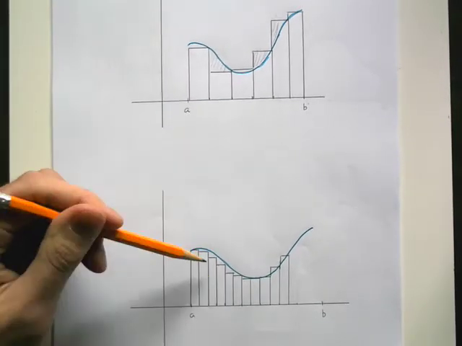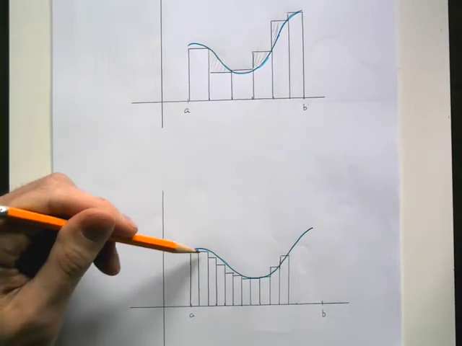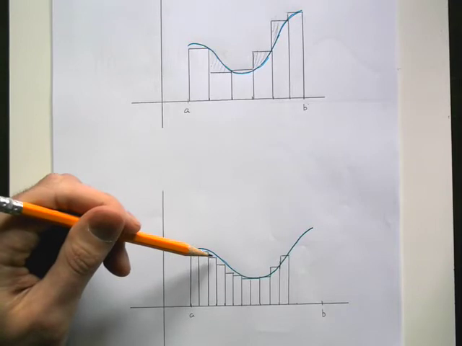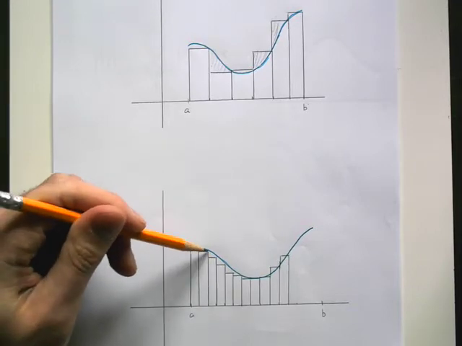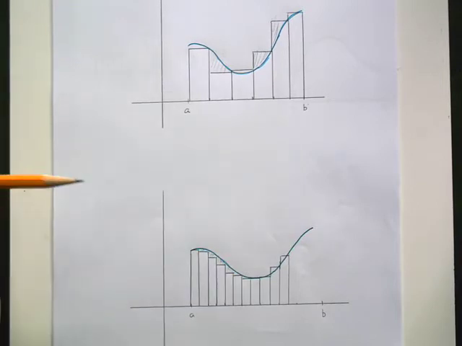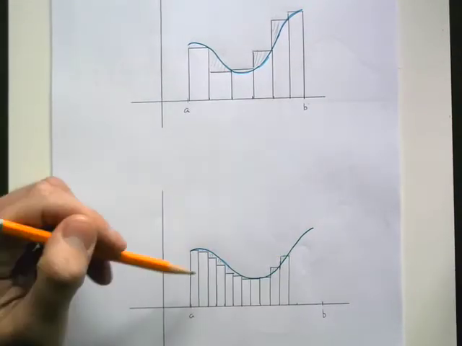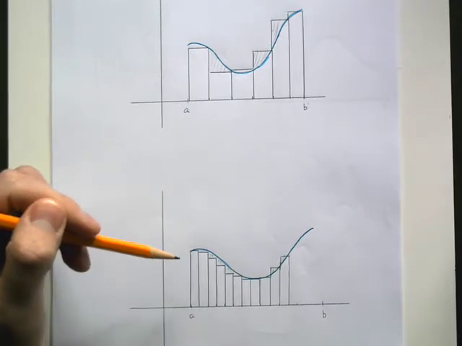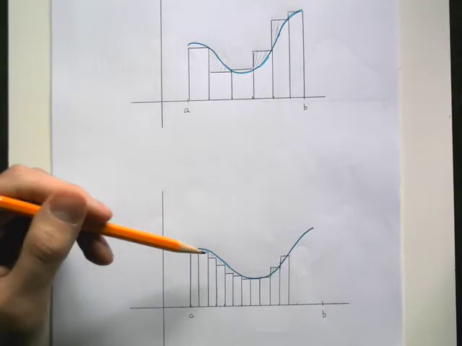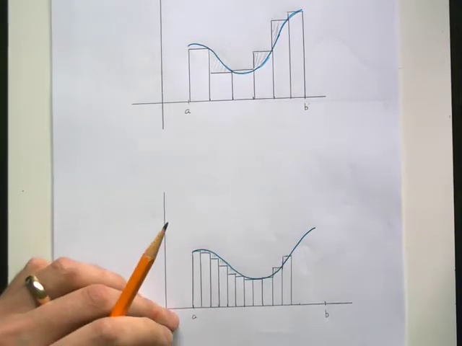Looking down here, if you thin up those rectangles, you may get a slightly more accurate answer just because the rectangles are packed in tighter, but you're still going to have little areas of inaccuracy. You're going to be underestimating right there, overestimating on this side. So the smaller these rectangles get, the more accurate your answer gets. However, there's still going to be some inaccuracies there.